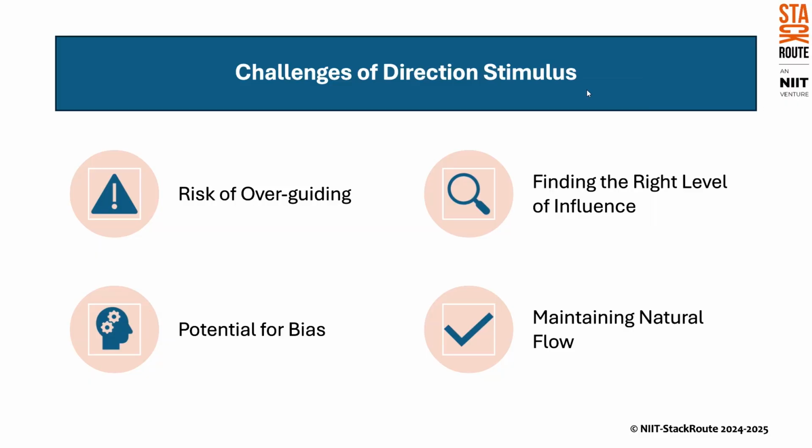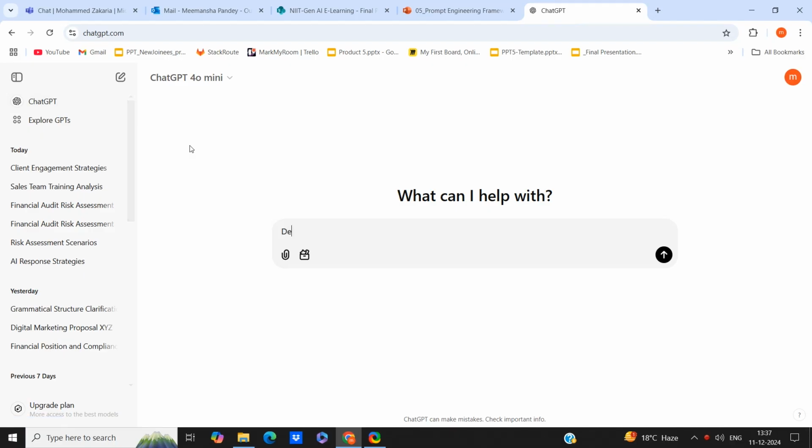Let's see it through an example. We'll demonstrate how directional stimulus techniques can be used to improve the employee onboarding process, ensuring that new hires are effectively integrated into the company culture and equipped with the necessary tools and knowledge. Let's go to ChatGPT and give the prompt.